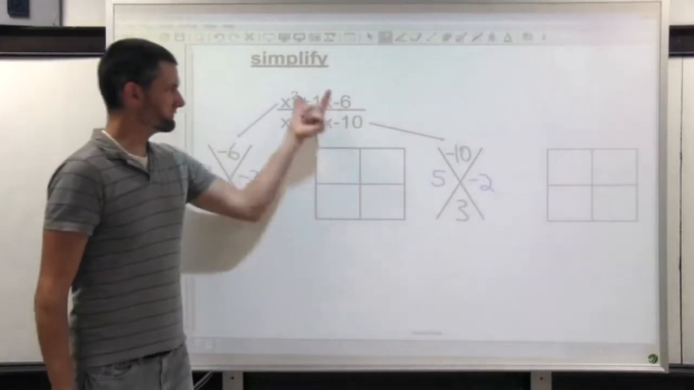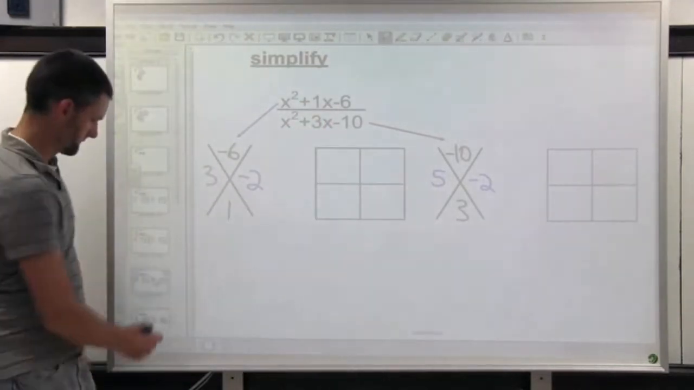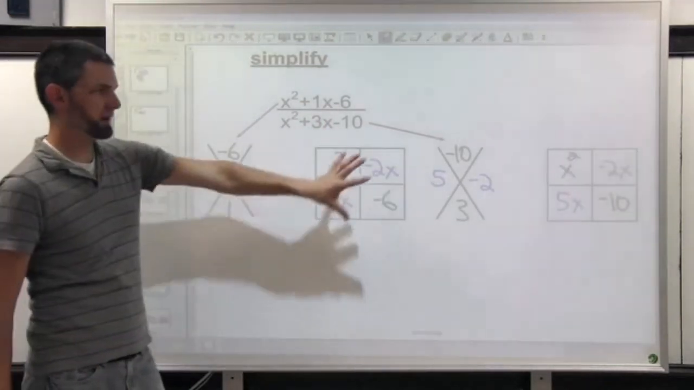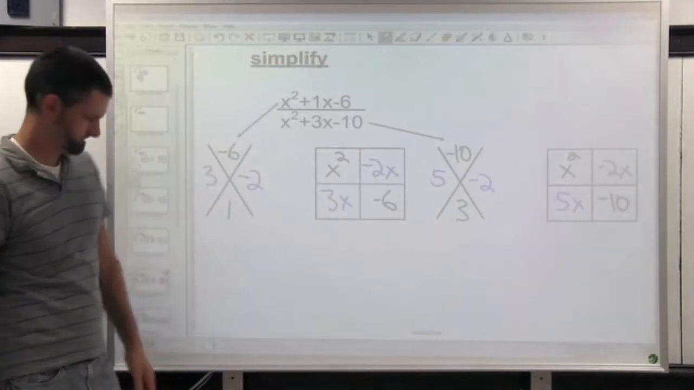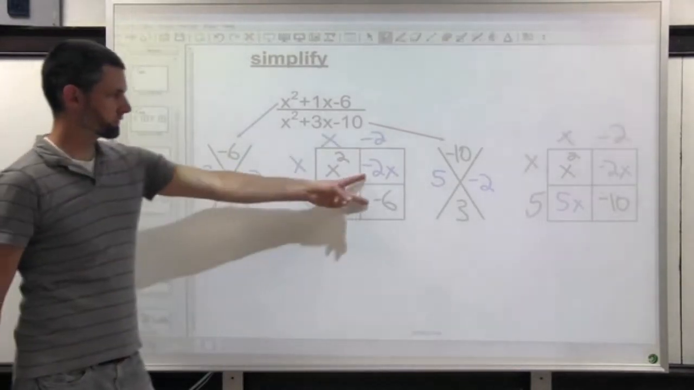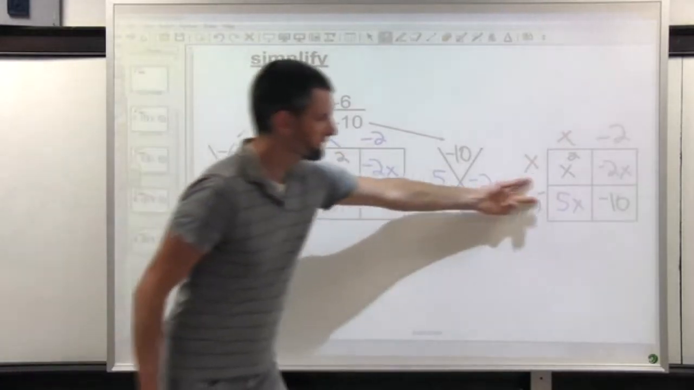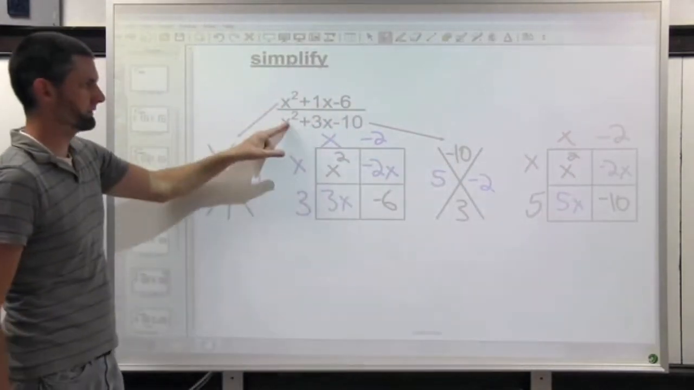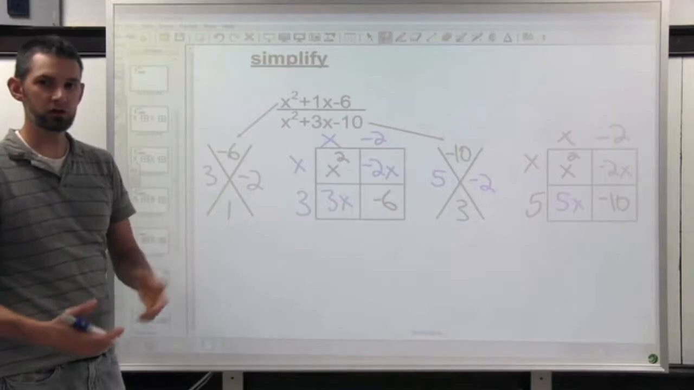Here's the x's for each one. And then putting those terms into the boxes in the right spots. And then taking the greatest common factors of each row and each column for the top and the bottom. So now we've factored each one.